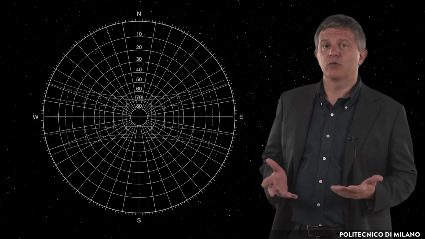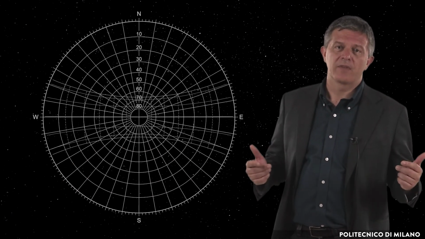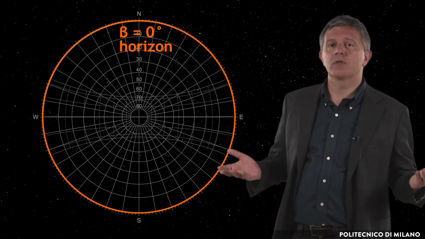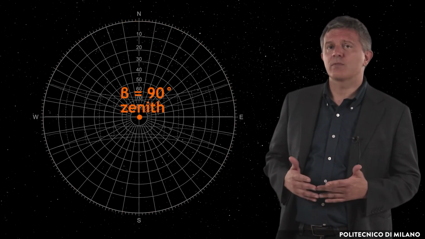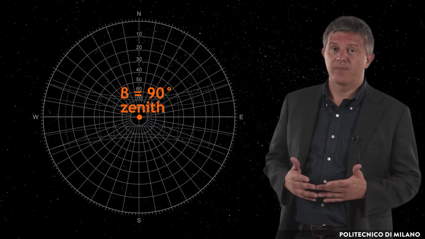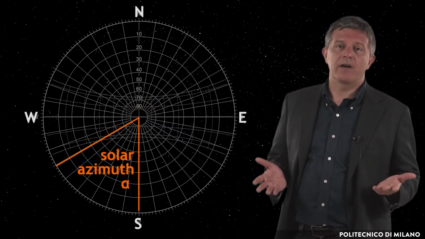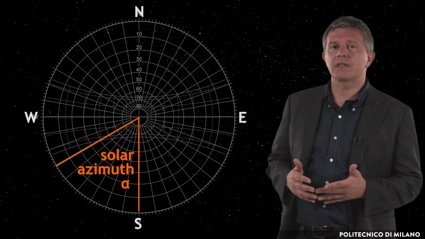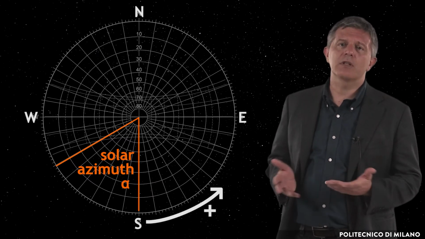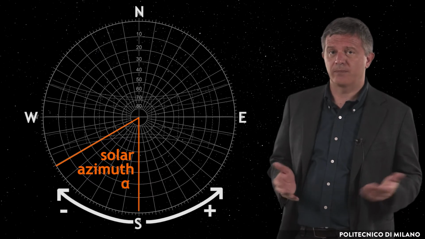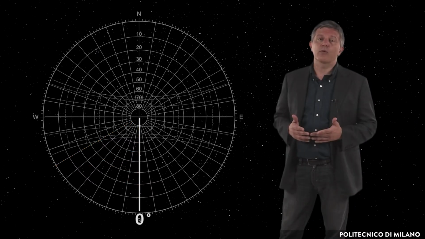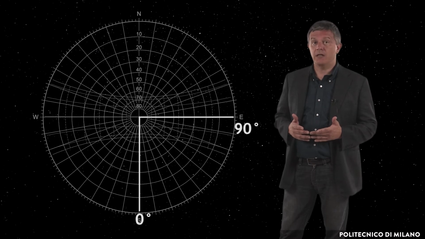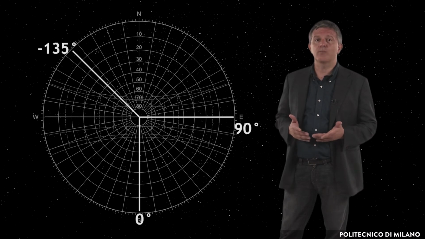The values of solar altitude beta are represented by the circumferences. The outermost one corresponds to beta equal to 0 degrees, horizon, while the center corresponds to beta equal to 90 degrees, zenith. The values of solar azimuth alpha are indicated by the radial lines and can be read out as the angular distance from the south pointing coordinate axis, with positive values eastward and negative westward. For example, south corresponds to alpha equal to 0 degrees, east corresponds to alpha equal to 90 degrees, and northwest corresponds to alpha equal to minus 135 degrees.